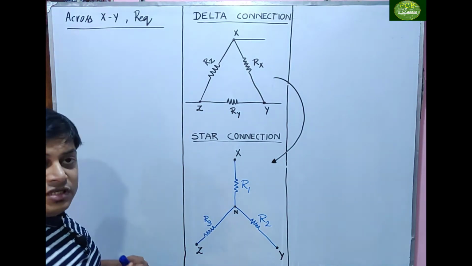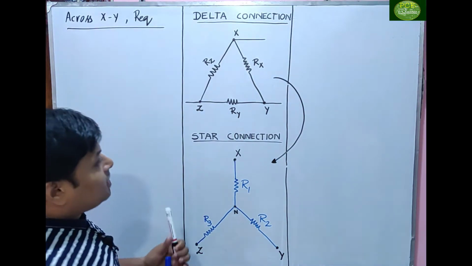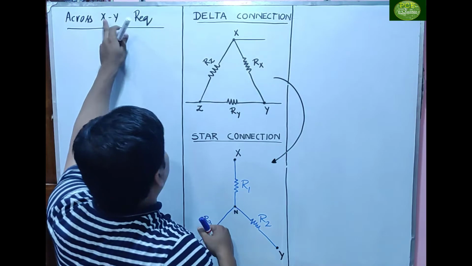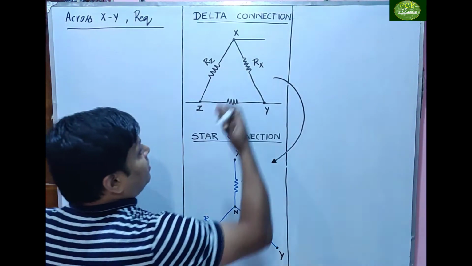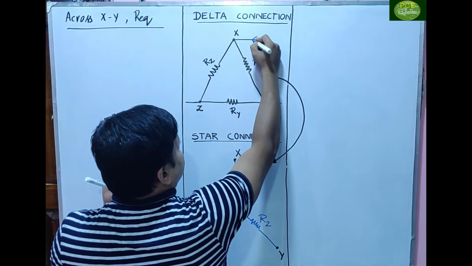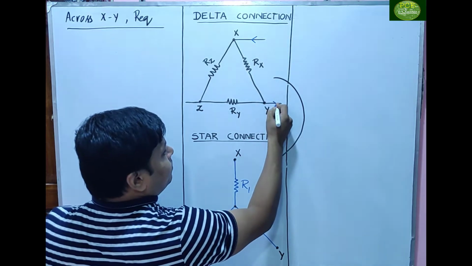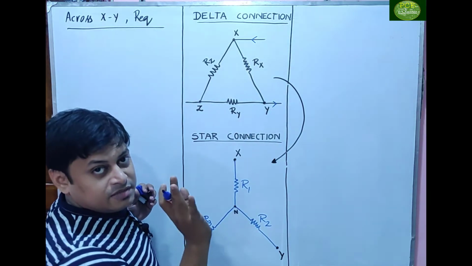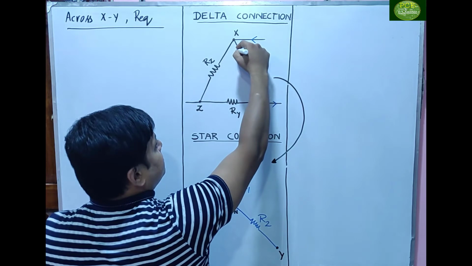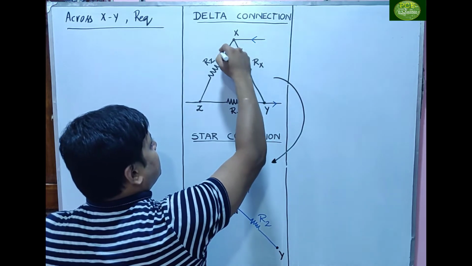Then what is the procedure we are doing? Across XY, that means I am assuming a current is pumped from X and current is taken from Y. This is the assumption. Then the current enters here, it gets divided.